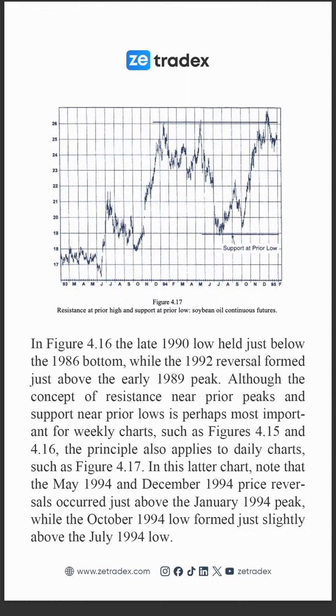In figure 4.16, the late 1993 low held just below the 1986 bottom, while the 1992 reversal formed just above the early 1989 peak. And although the concept of resistance near prior peaks and support near prior lows is perhaps most important for weekly charts, the principle also applies to daily charts such as figure 4.17. In this latter chart, note that the May 1994 and December 1994 price reversals occurred just above the January 1994 peak, while the October 1994 low formed just slightly above the July 1994 low. And this is just how better it can get. Okay, next page.